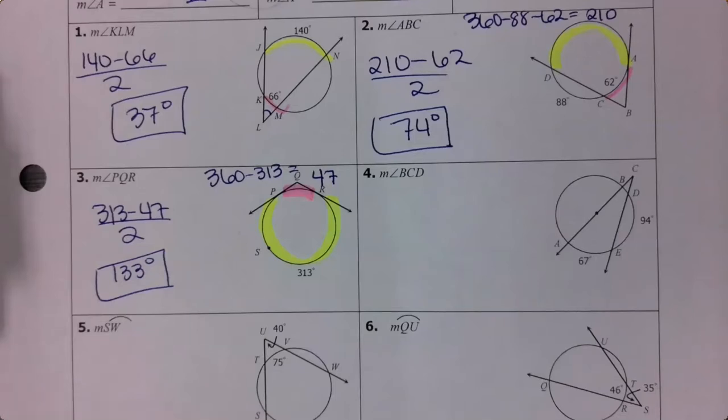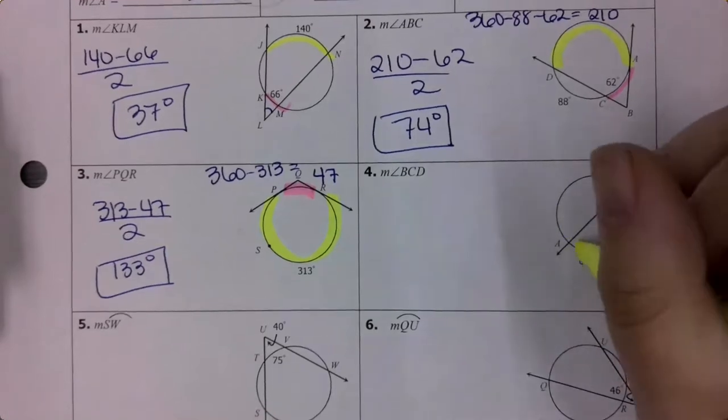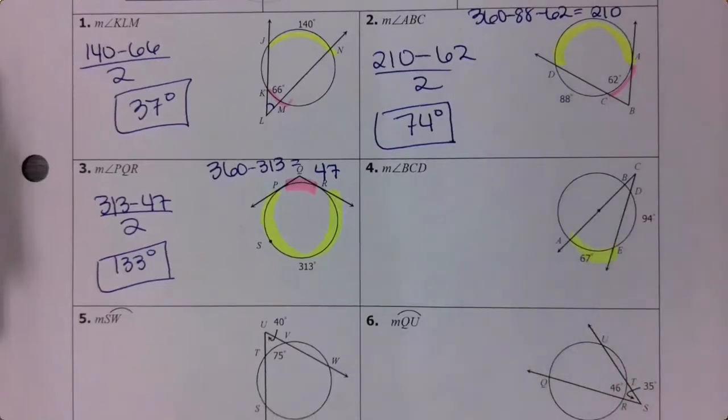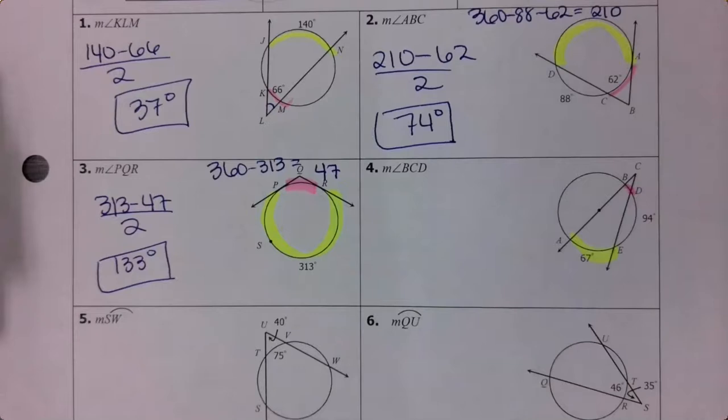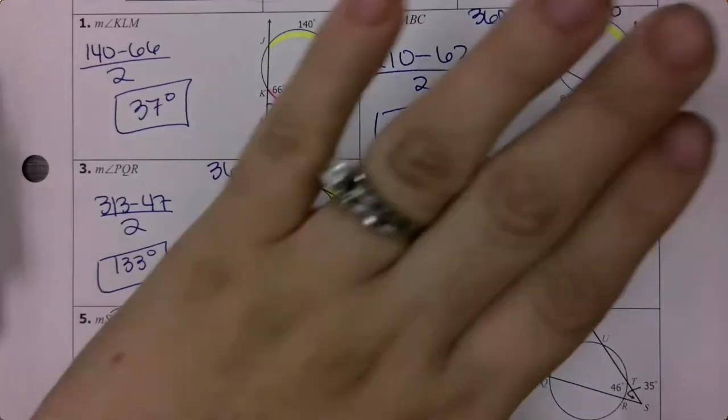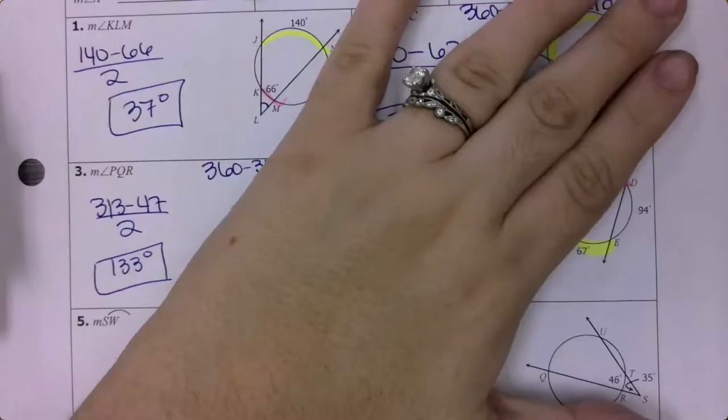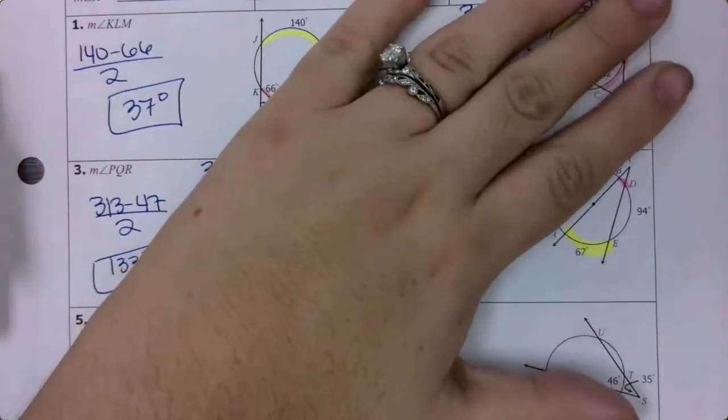Okay. So number 4, the outside arc is 67 degrees, and the inside arc is this BD that I don't know the measure of. How can I figure out the measure of BD? No. So what do I notice about this part, this line right here? What is it doing to that circle?